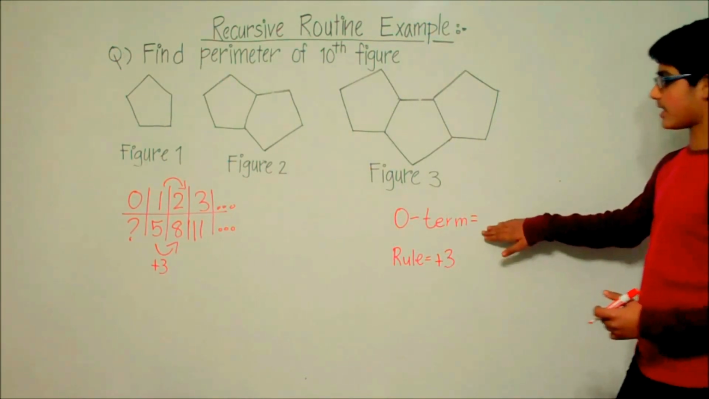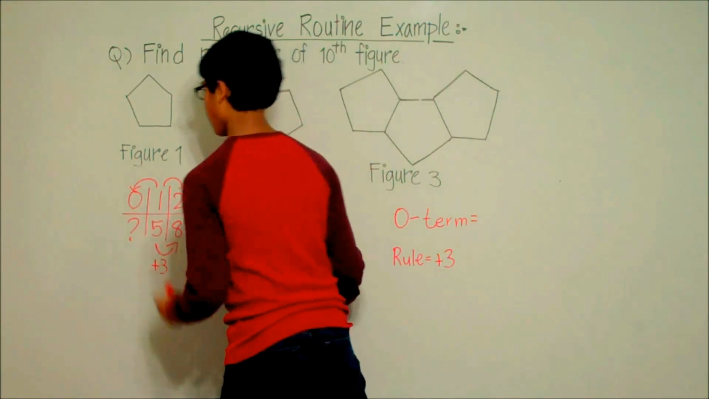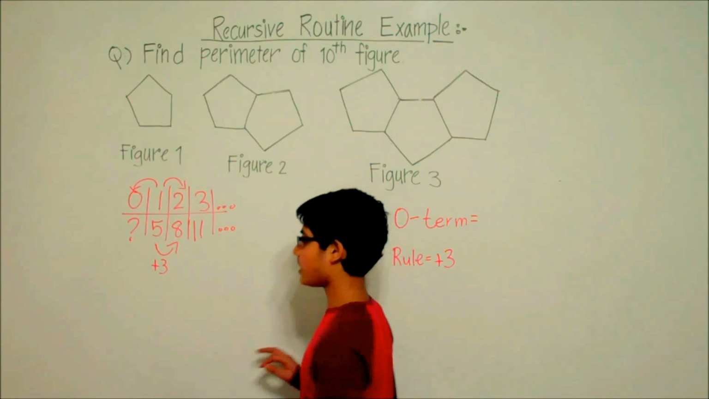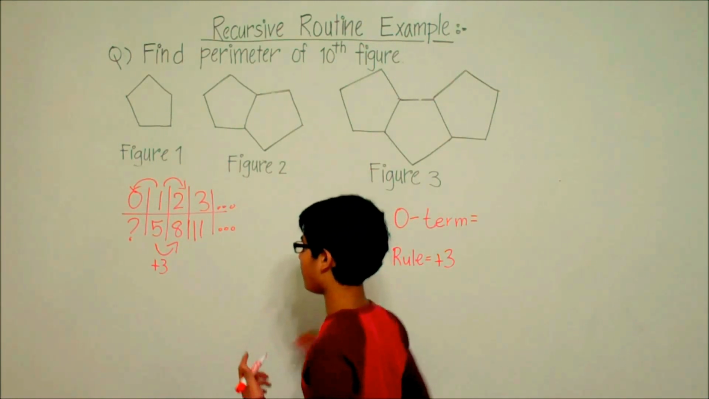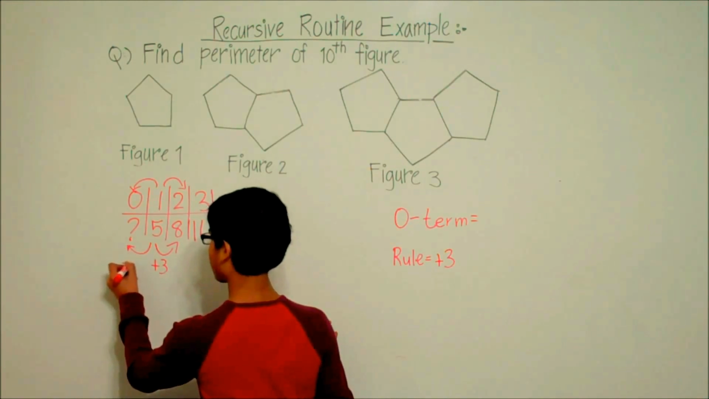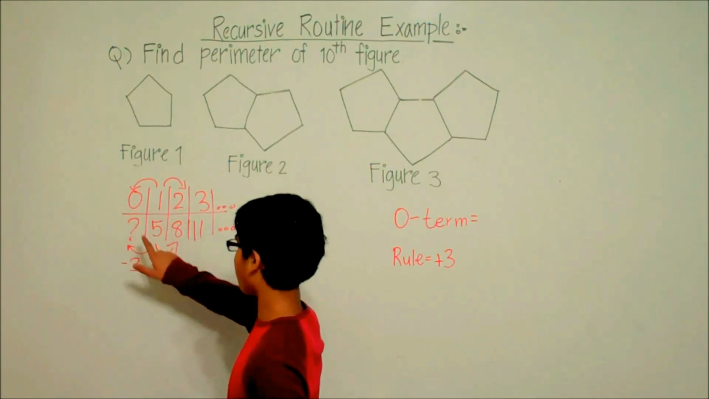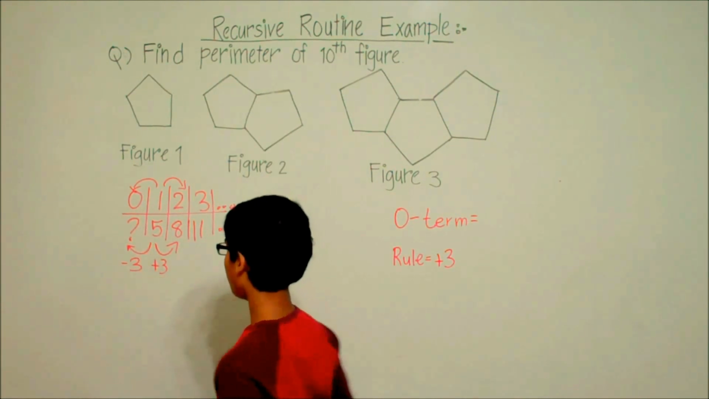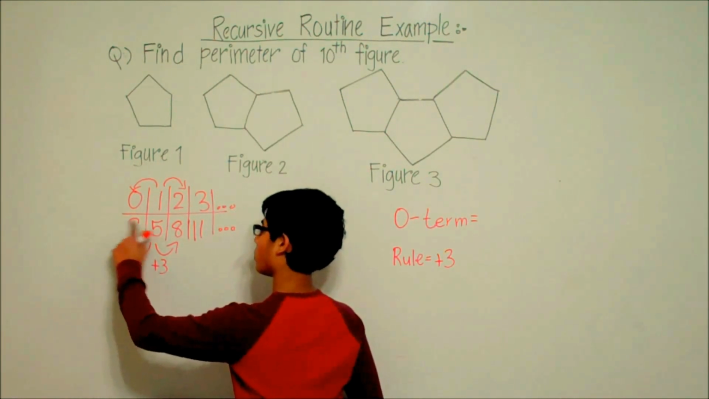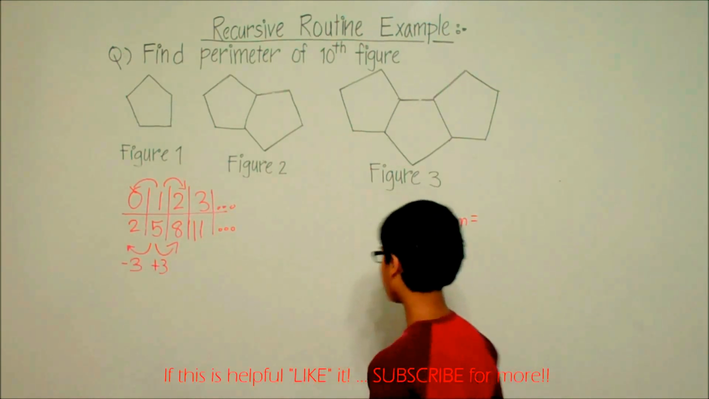Now let's find the zero term. We have to go from 1 to 0. To go from 1 to 0, we have to do the opposite of the rule when going backwards. So we have to subtract 3. From 1 to 0, we get 5 minus 3, which is equal to 2. So the zero term is equal to 2.